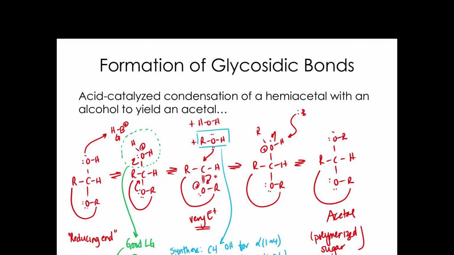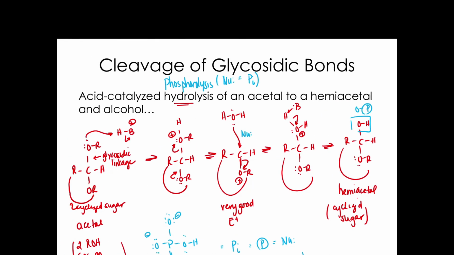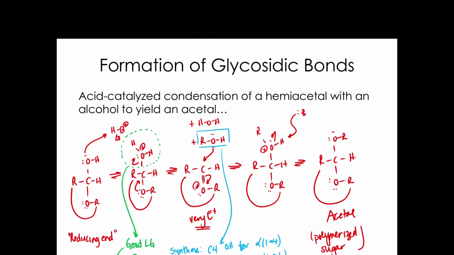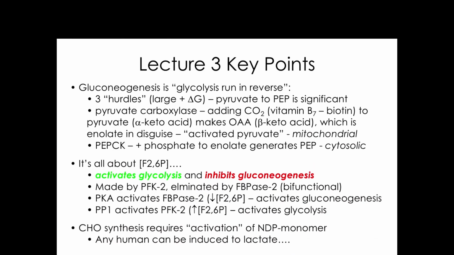So mapped on here in red is the typical reaction mechanism that we saw in Biochem 1. And the colored regions highlight how it's a little different when we use the functional groups that we see in this chapter. So again, cleavage of glycosidic bonds is what happens with phosphorylase, and formation of glycosidic bonds is what happens with synthase. And that is the end of our glycogen metabolism chapter.